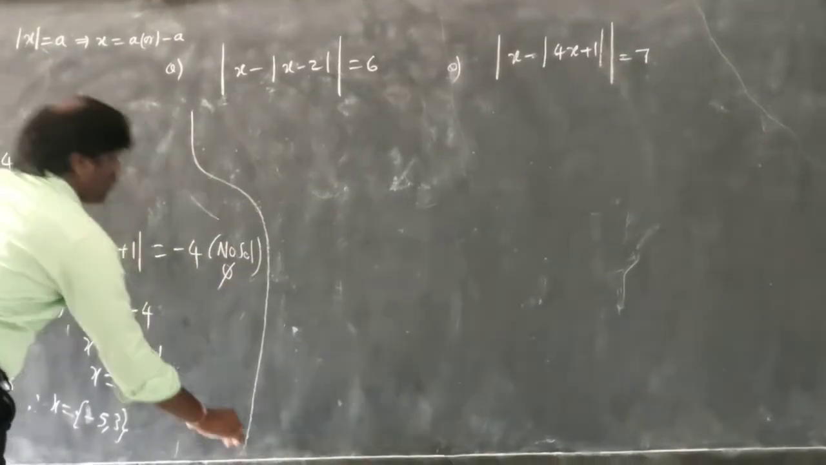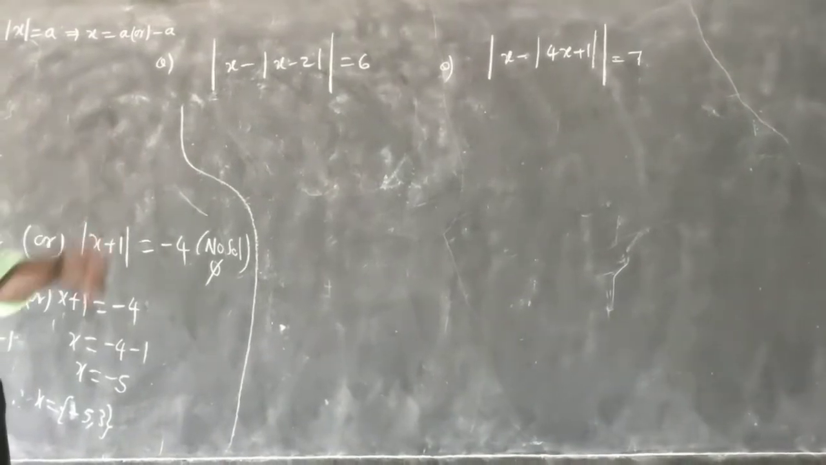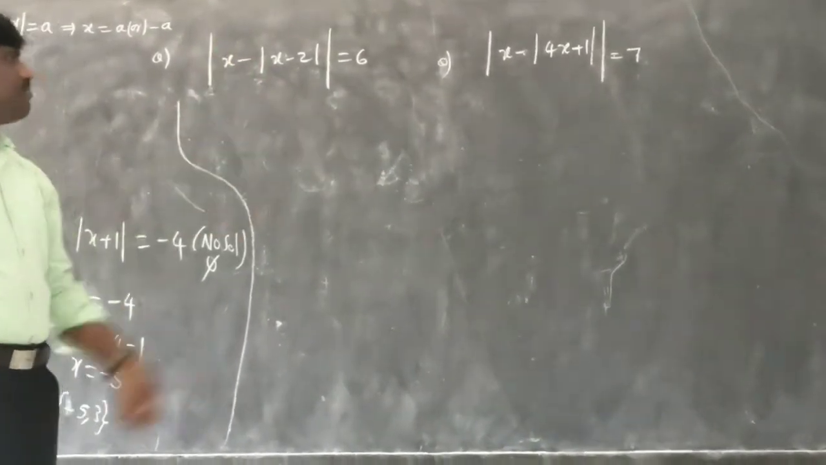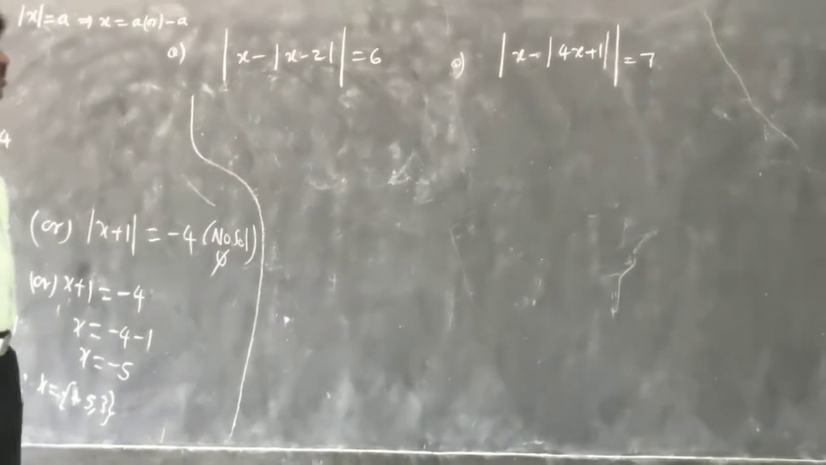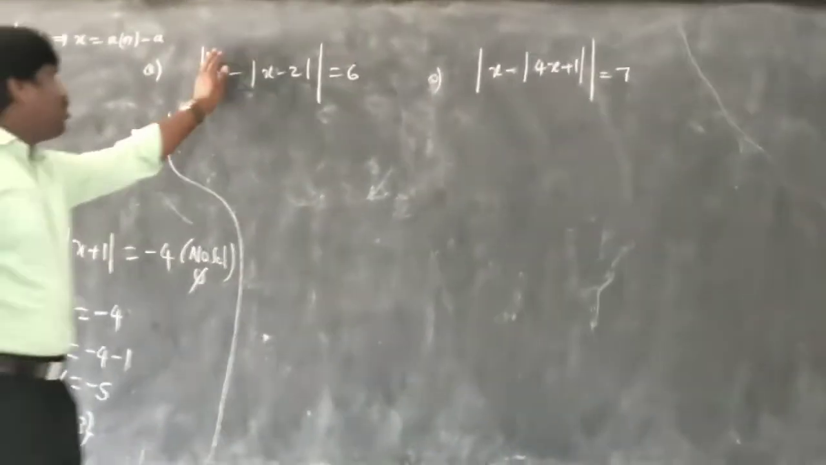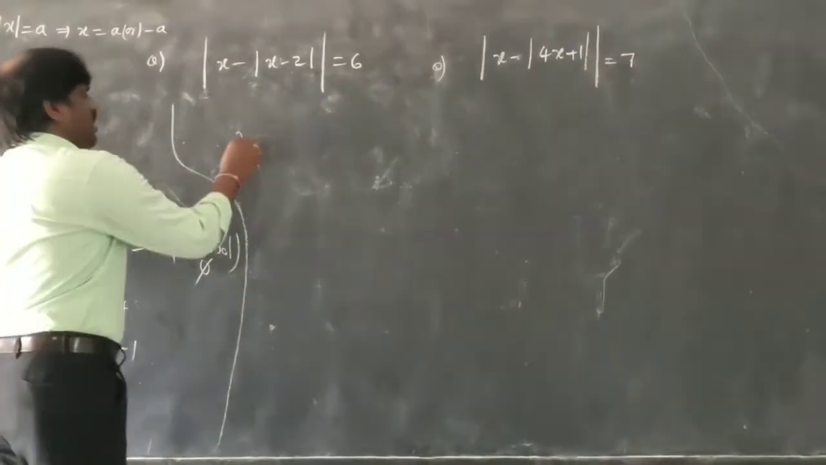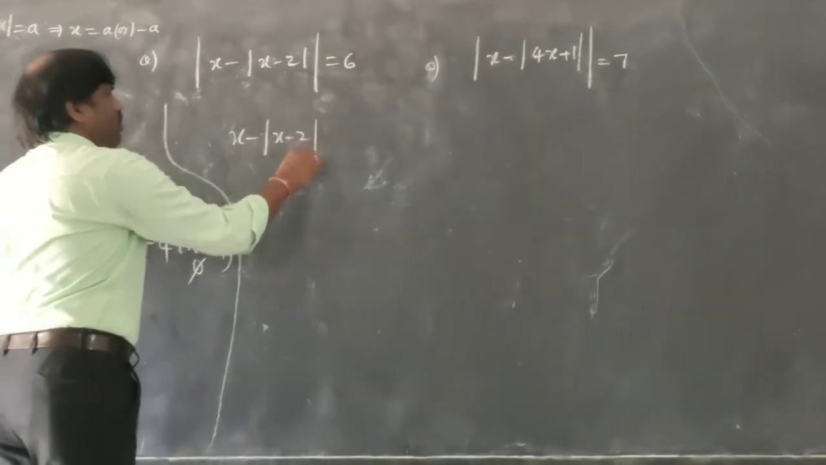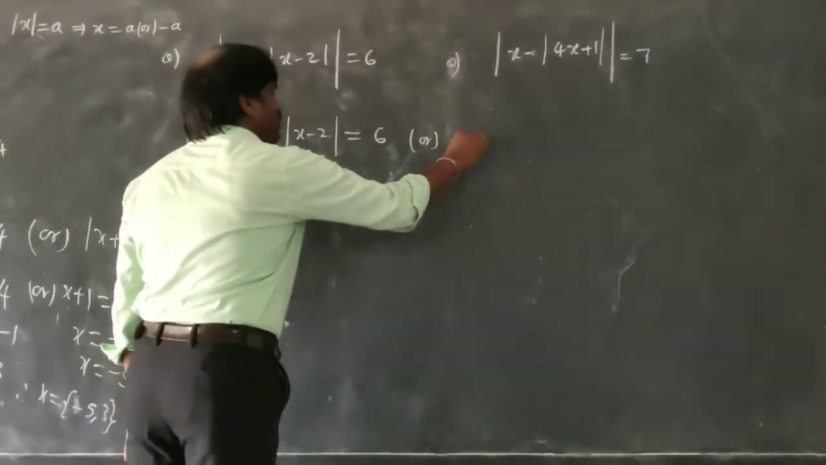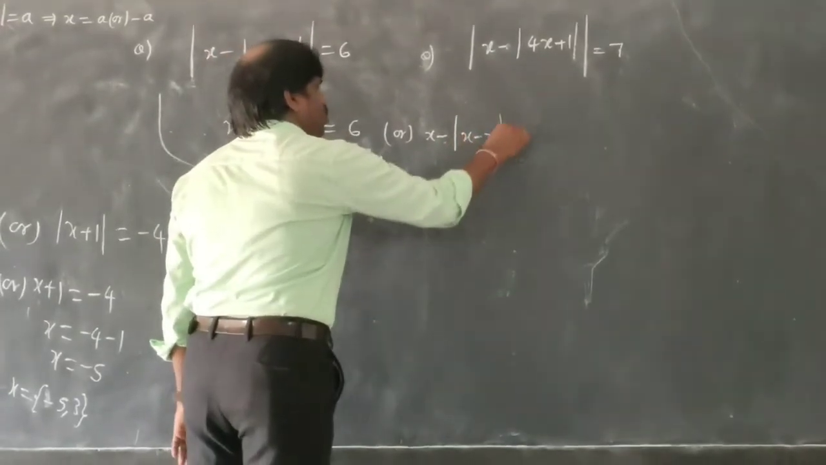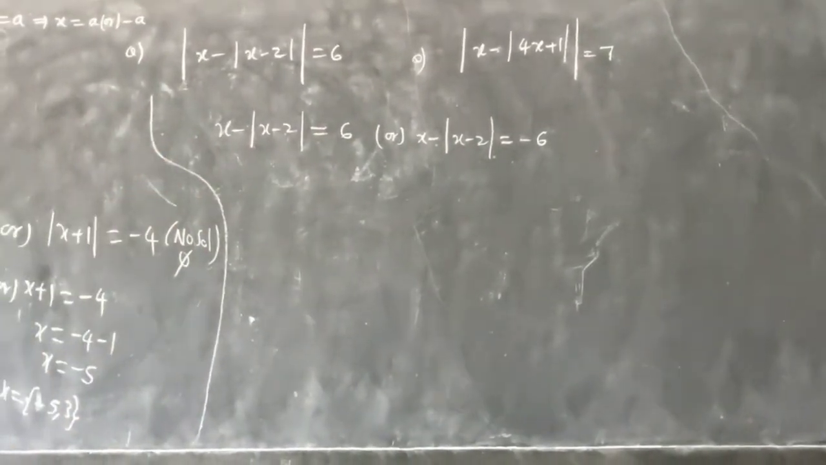Let us see this question here. Mod of x minus mod of x minus 2 is equal to 6. So how to do this one? What we do here, the same thing I said, I use the same condition here. The whole thing under the modulus I consider as x. So x minus mod of x minus 2, this whole value will be 6 once, or this whole value will be minus 6 once. Once it is plus 6, once it will be minus 6.